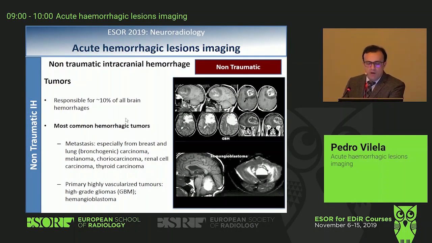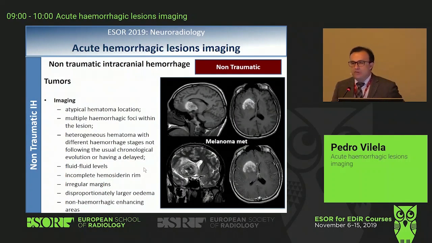The most common hemorrhagic tumors are metastases, and these come from the breast and lung because they are more frequent. But think about melanoma, choriocarcinoma, renal cell carcinoma, and thyroid. And the primary one is GBM, as you see here. You have no doubt that this is a tumor. Hemangioblastoma, in this case, with a fluid level. They also may bleed because they are highly vascularized.